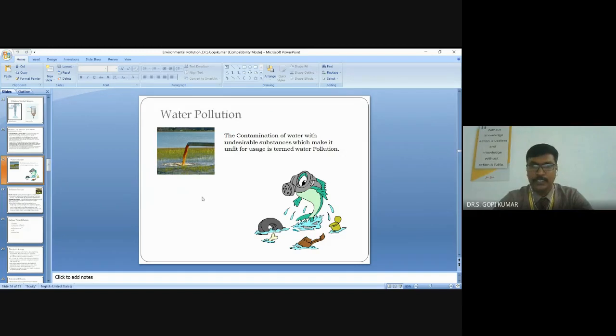So far, we have seen air pollution. Now, let us move on to water pollution. Air, water, and land are the common pollutions which are affecting the environment. And in this case, let us have an idea about water pollution.